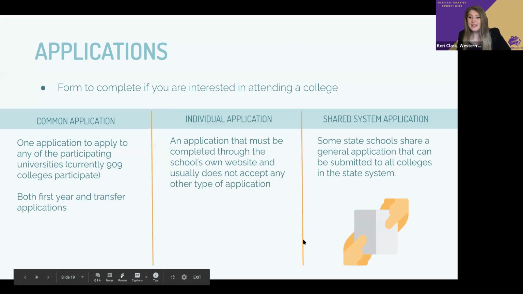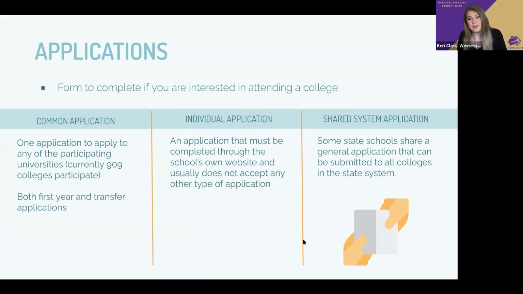Next up, kinds of applications. There are actually different types of applications that you'll complete. And of course, the application is just a form that you'll complete if you're interested in attending a certain college. So you'll hear the term common application or Common App. This is just one application to apply to any of the participating universities. Currently, there are 909 colleges that participate in the Common App.